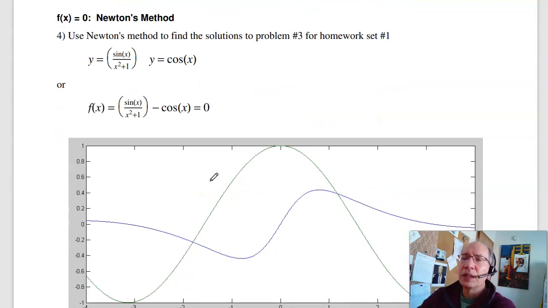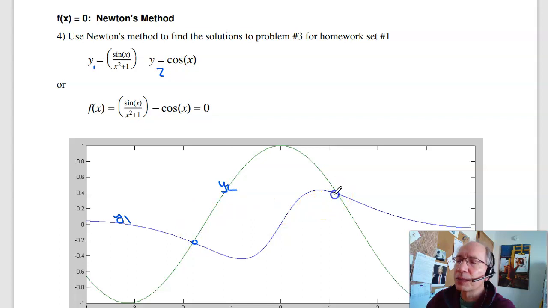Now, the next 2 problems go back to homework set number 1. In homework number 1, we try to solve 2 equations, 2 unknowns. And one way to do that is to plot them. So this is y1, that's y2. This function right here is y1. This function is y2. Where they intersect are your solutions. Graphical is one way to find the solutions to 2 equations, 2 unknowns.